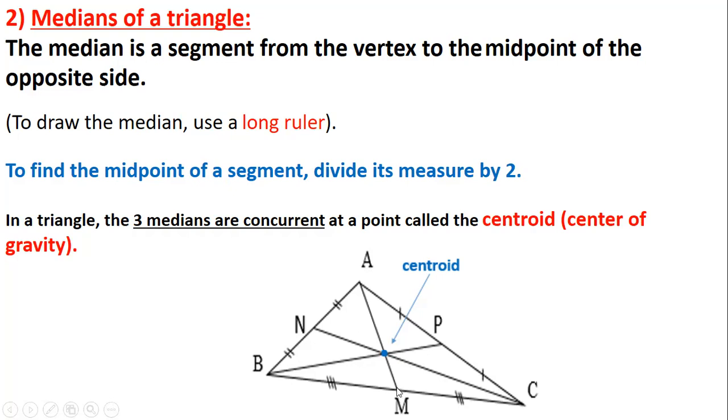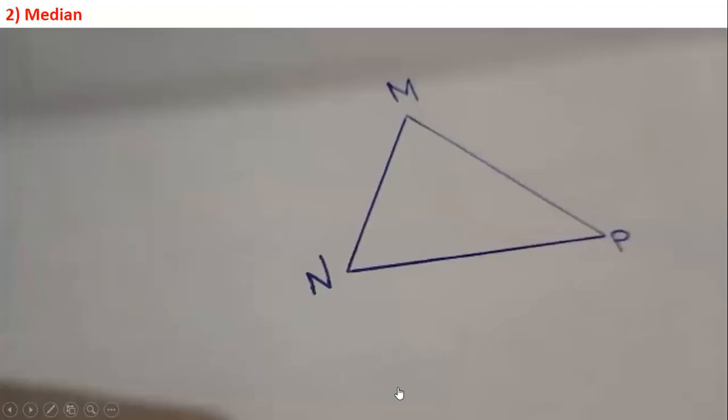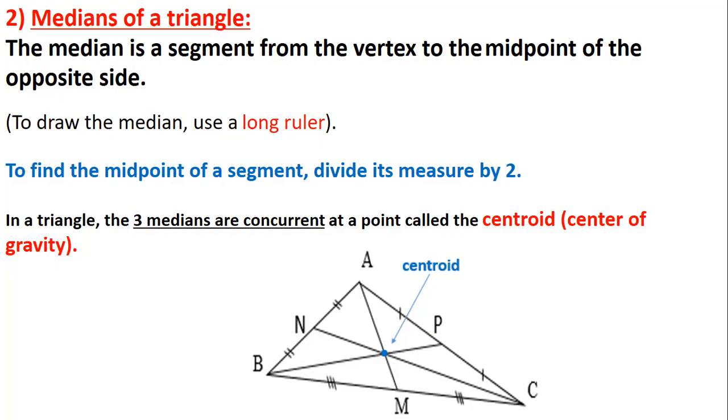After putting M on the 3 centimeter, to draw the median, I just join the midpoint with the opposite vertex. So AM is the median from A to BC. Also, we can draw the median from B to AC, we get the midpoint of AC using the long ruler. We measure AC and we divide the measure by 2 to get P. After getting P, we join P with B using the long ruler.